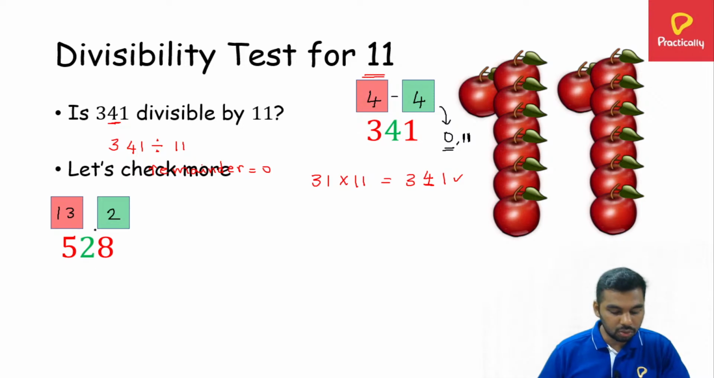So is the number 528 divisible by 11 or not? For checking that, I just have to subtract 13 minus 2. The answer is 11. And we had learned the rule that if this subtraction turns out to be a multiple of 11, then I know the number is divisible by 11. So that means this is correct. Divisibility by 11 is satisfied.